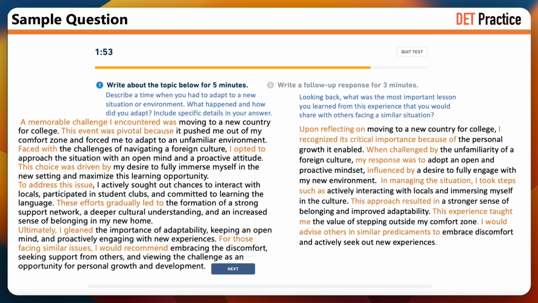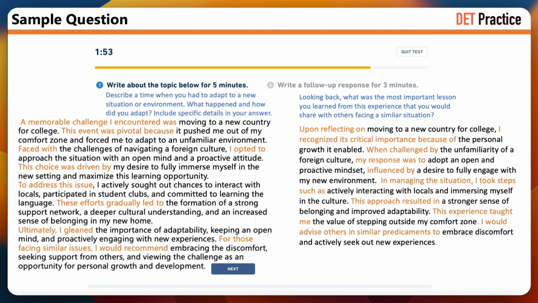Follow-up response, using Template 2. This response begins with "upon reflecting on moving to a new country for college," closely following the template. It then recognizes the critical importance of the experience. The specific challenge and response are described using the template structure. "When challenged by the unfamiliarity of a foreign culture, my response was to adopt an open and proactive mindset."